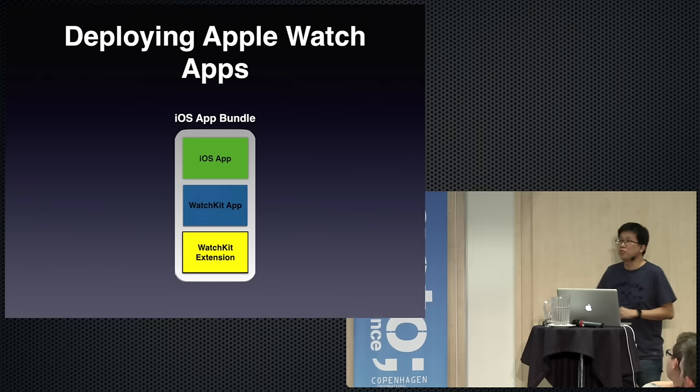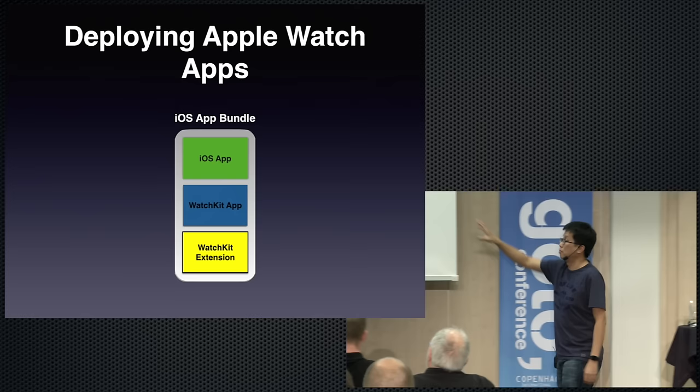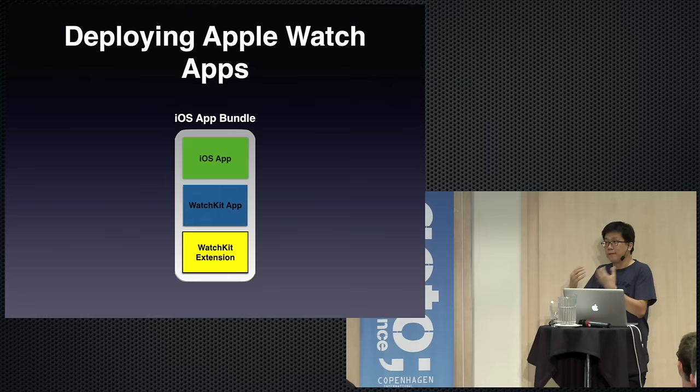Now, when it comes to deploying your applications, you deploy your iOS bundle. So this is your iOS bundle. You have your iOS app. You have your WatchKit app as well as your WatchKit extension. So you deploy this as a single unit. That means that today, if you want to develop an application for the Apple Watch, you must first of all have an iPhone app. So the user would have to go to the App Store, download your app, install that onto your iPhone. Only then would the watch app be installed onto your Apple Watch. Okay?